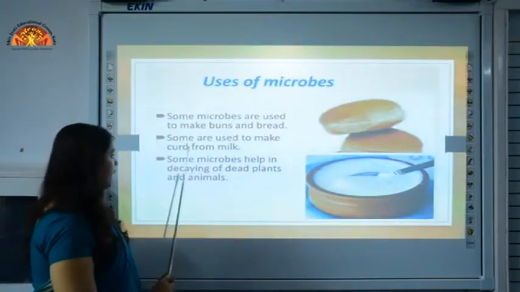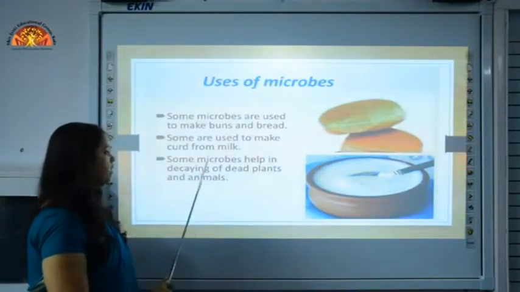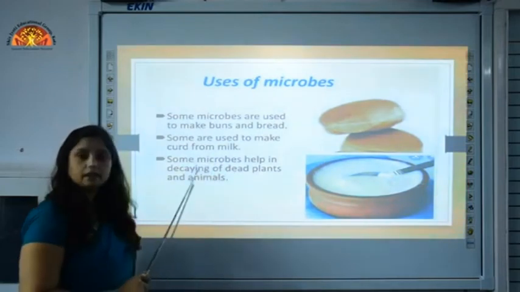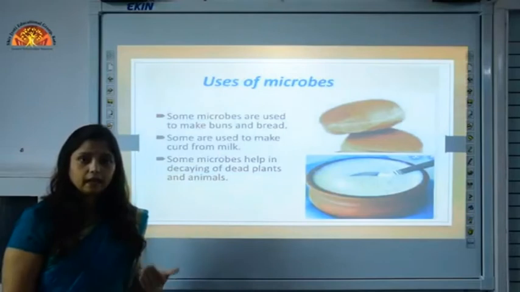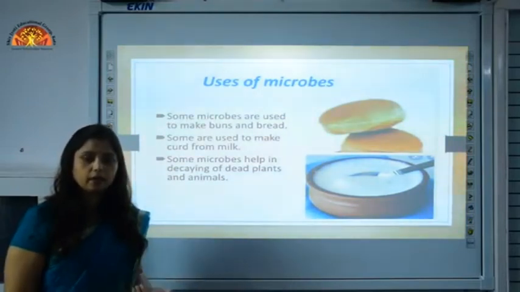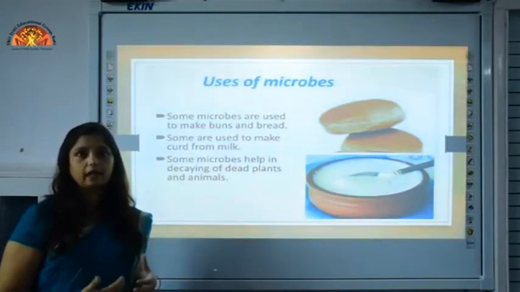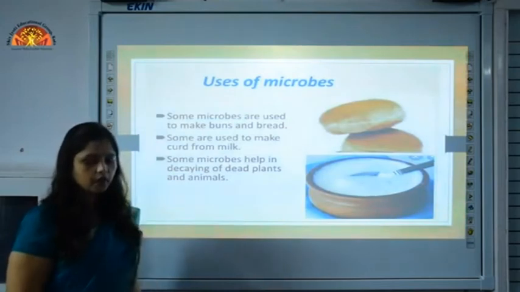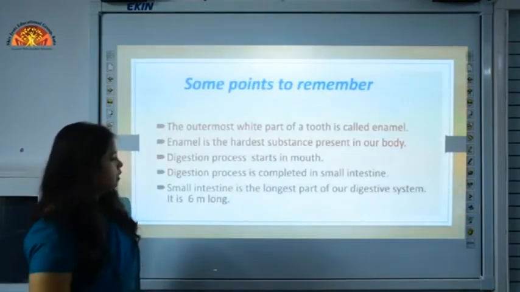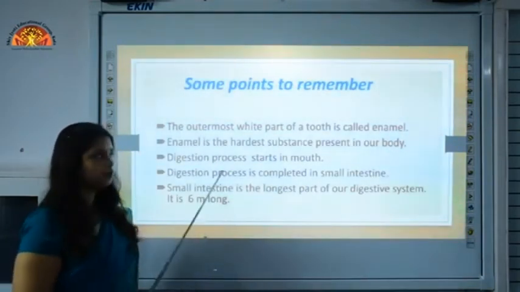Some microbes help in decaying of dead plants and animals. And children, again it is interesting to know, when microorganisms decay the dead plants and animals, they convert them into humus, and humus forms the most fertile layer of the soil, and plants can grow very well in presence of humus.